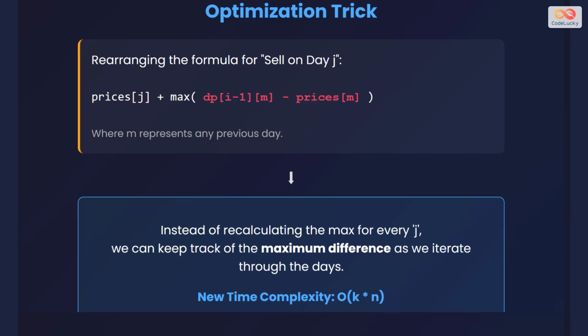If we implement the previous formula directly, we would need 3 nested loops, leading to a slow solution. However, we can optimize this. Notice that the formula for selling involves finding the maximum of a previous state minus the buying price. As we iterate through the days, we can keep a running maximum of this difference. This trick allows us to calculate the value for each day in constant time, reducing our overall complexity significantly.